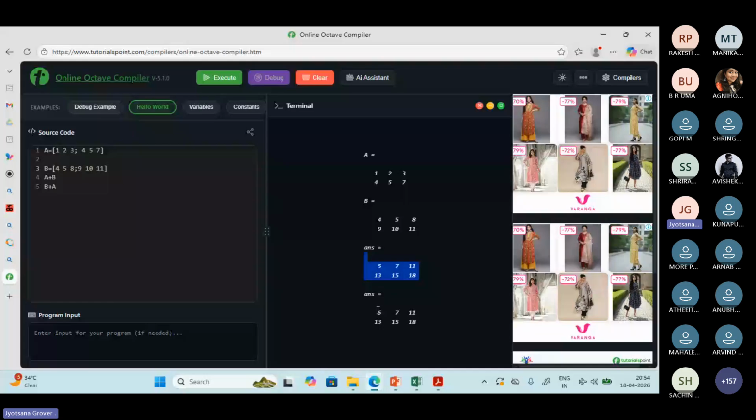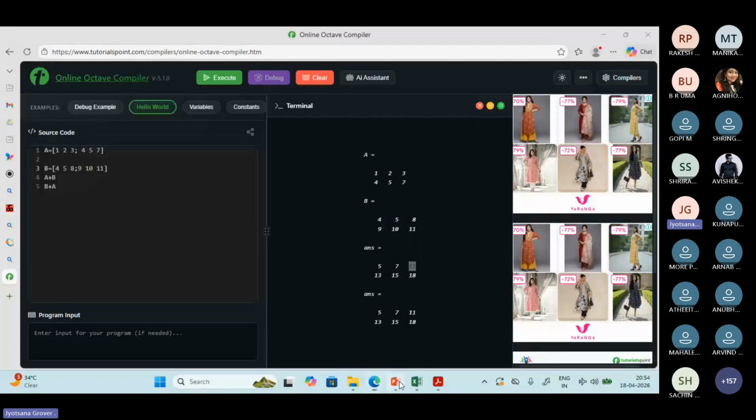So this addition operation is commutative. It is commutative because both will give the same result. This is A plus B. You're adding each entry, entry by entry. 1 plus 4 is 5. 2 plus 5 is 7. 3 plus 8 is 11. So this is done entry wise.